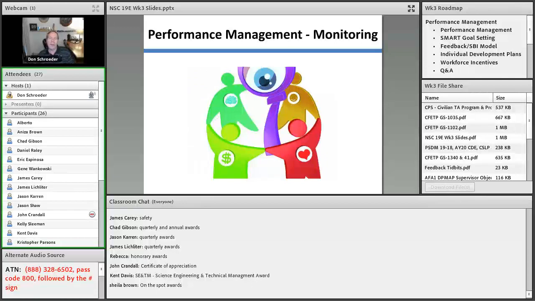Now, of course, monitoring is nothing more than just keeping an eye on your people, and this is continuous. This rarely ends. Whether we're doing it formally or informally, whatever it is, this is ongoing. Just looking over their shoulder, observations, interactions. Some people use customer feedback.